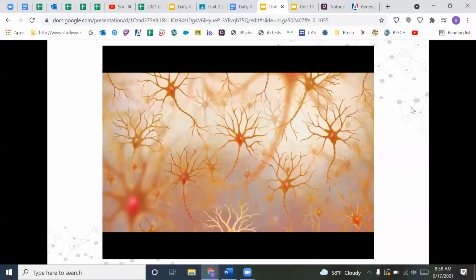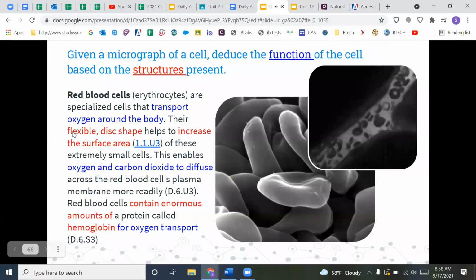Okay. Neurons communicate with each other. Next one, red blood cells. As you can see, they look very different than a neuron. Structure and function. Here, again, two different sections. The structure is that there is a flexible disc shape.